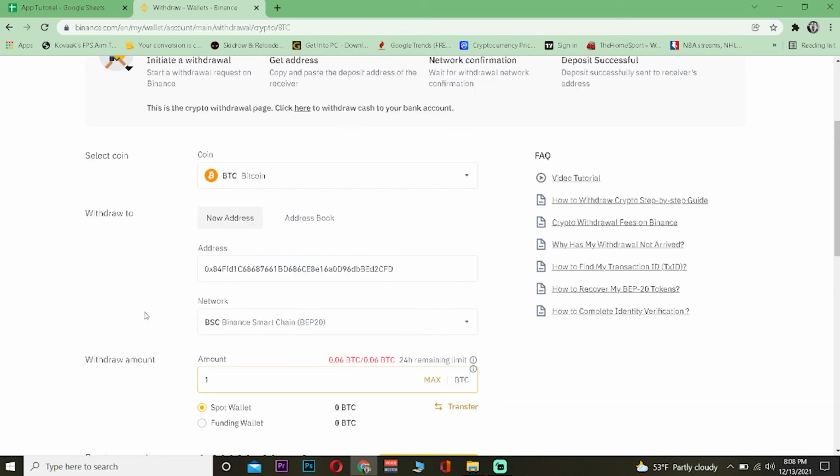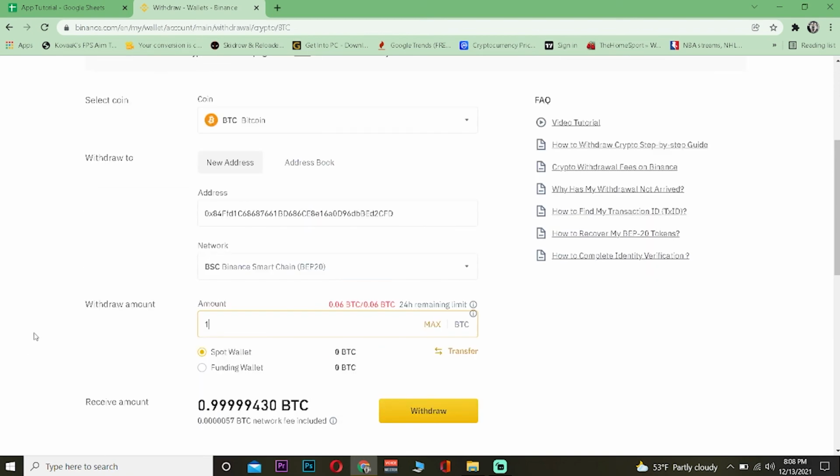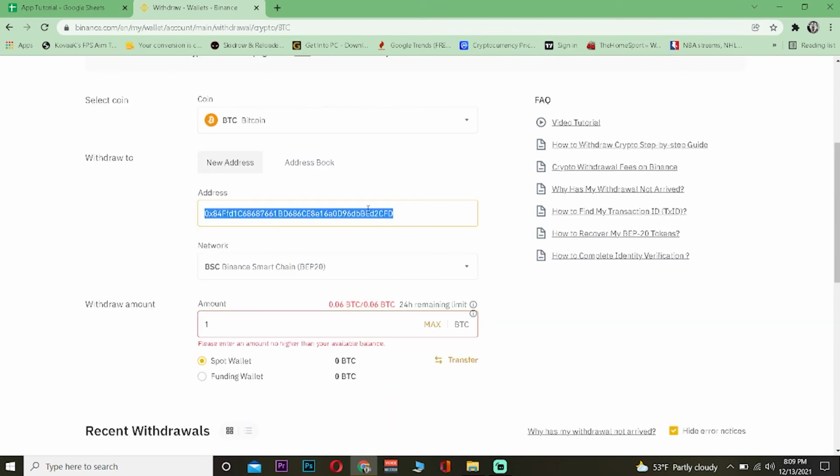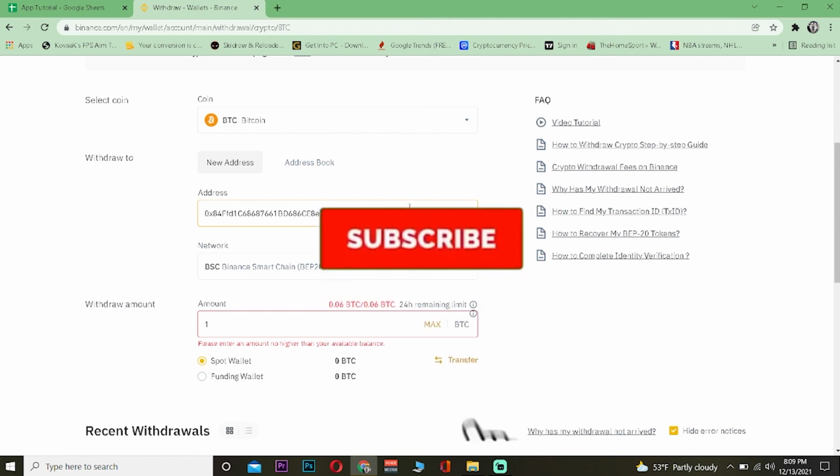Once you do that, your Bitcoin will be transferred from Binance to your crypto.com app, because that's the wallet address where it is. And it's a Bitcoin, so it's going to be transferred over there. So hope you guys understand.